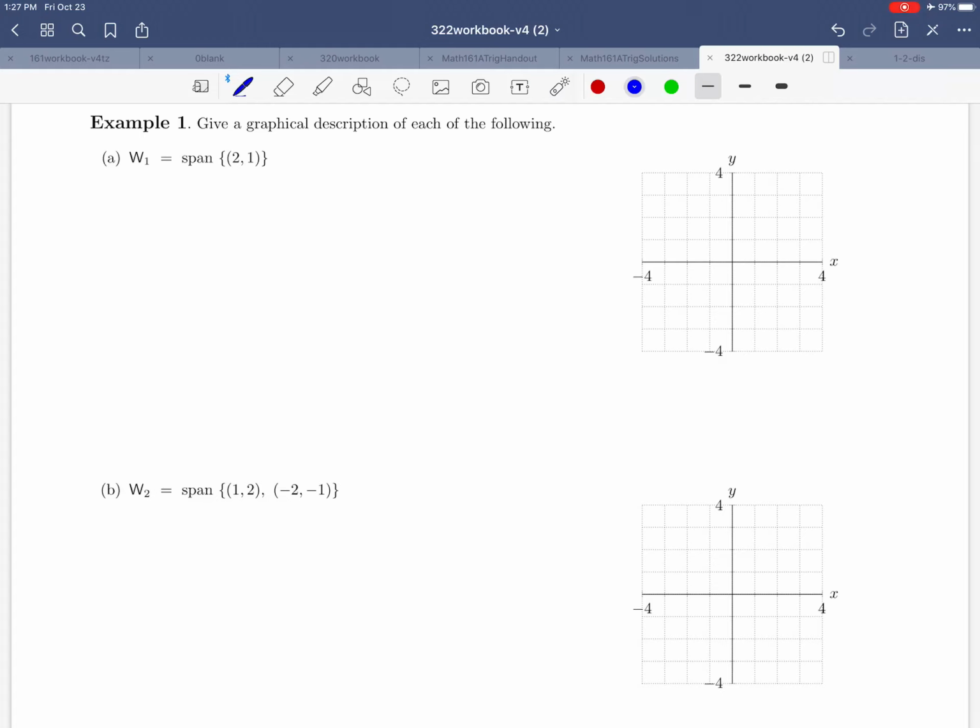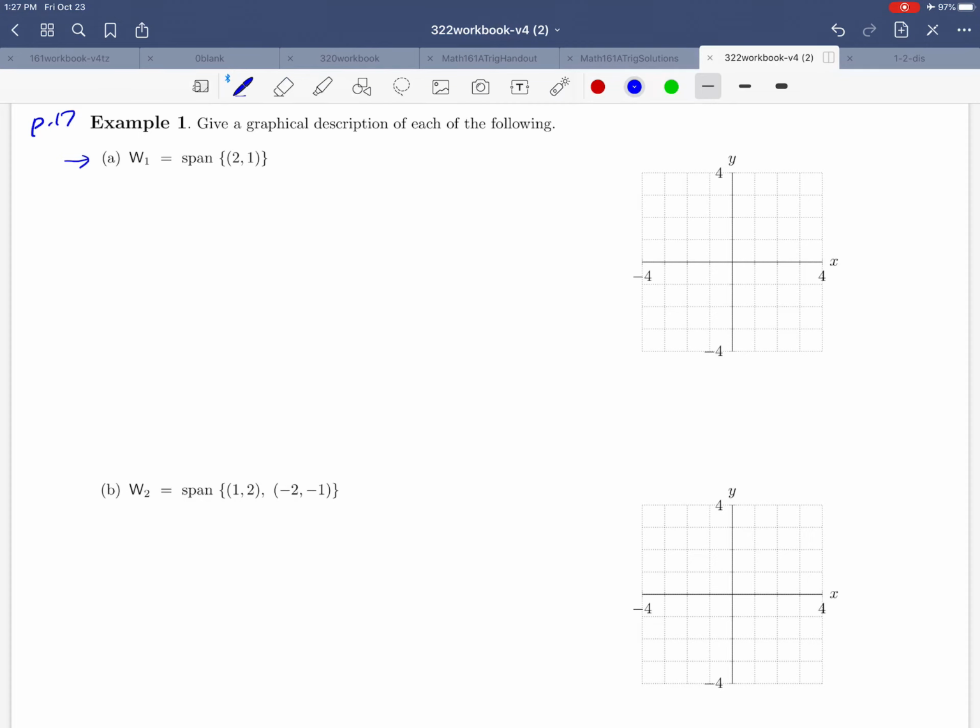Hello everybody and welcome to example 1. We are looking at page 17 of the workbook. This is our first example to examine what we mean by the definition of a span of a set of vectors. Okay, so let's start with part A here. It defines a set W1 to be the span of the single vector (2, 1).